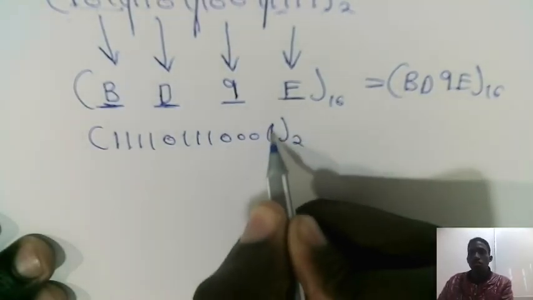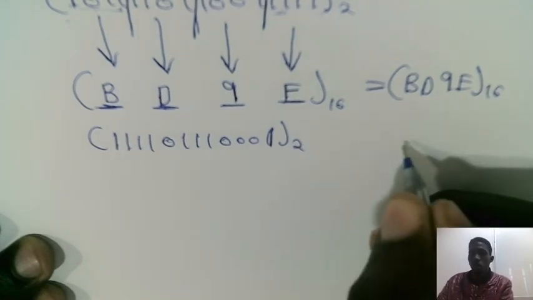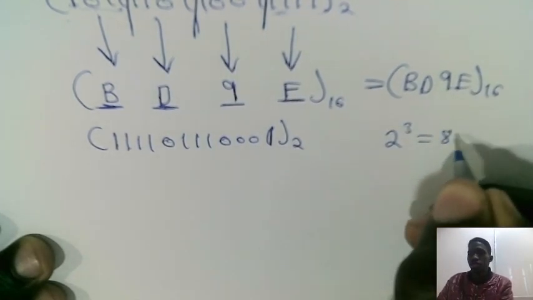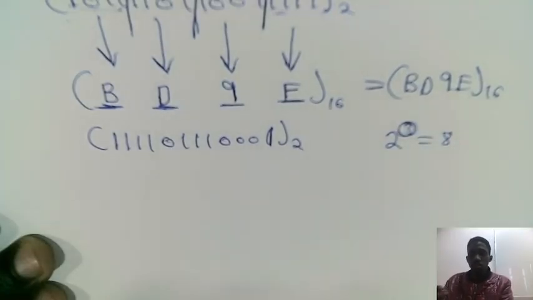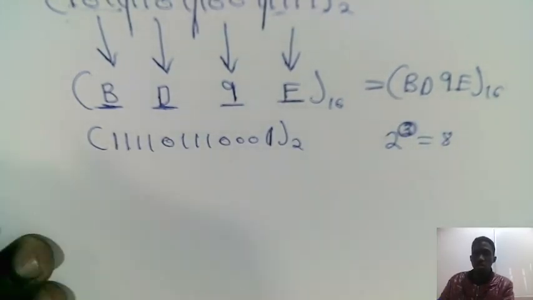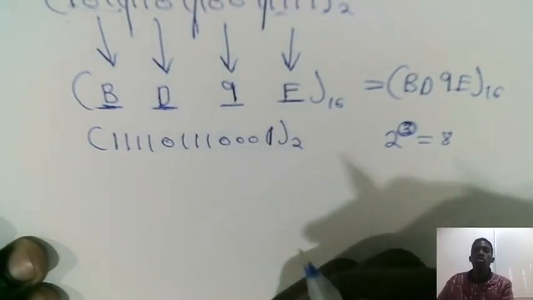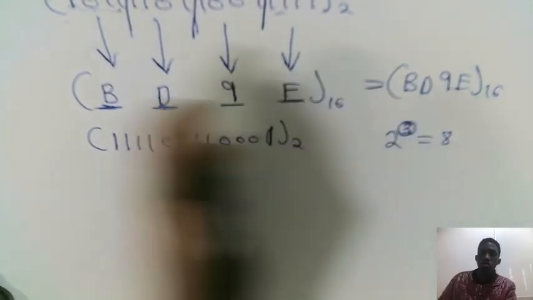Now we group in groups of what? Our target base is base 8, and we know that 2 to the power 3 is equal to 8. So of course we need 3 bits, groups of 3. As usual, we start grouping from the right and go towards the left.